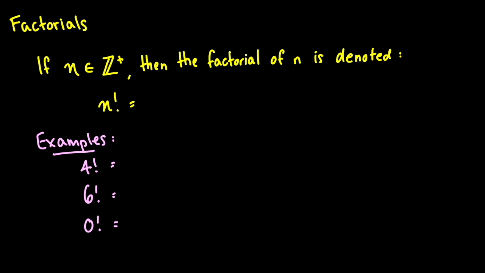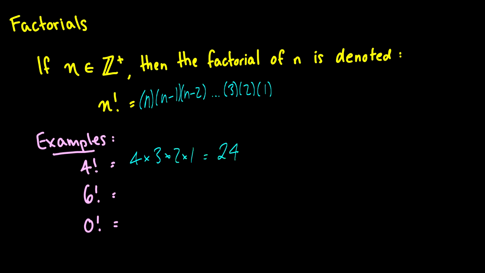In case you don't know, if we have a number n, which is a positive integer, then the factorial of n is denoted as n times n minus 1 times n minus 2 all the way down to 1. So you multiply the number by the number below and then below that until you get to 1. As some examples here, we have 4 factorial, which is the same thing as 4 times 3 times 2 times 1, which is 24.